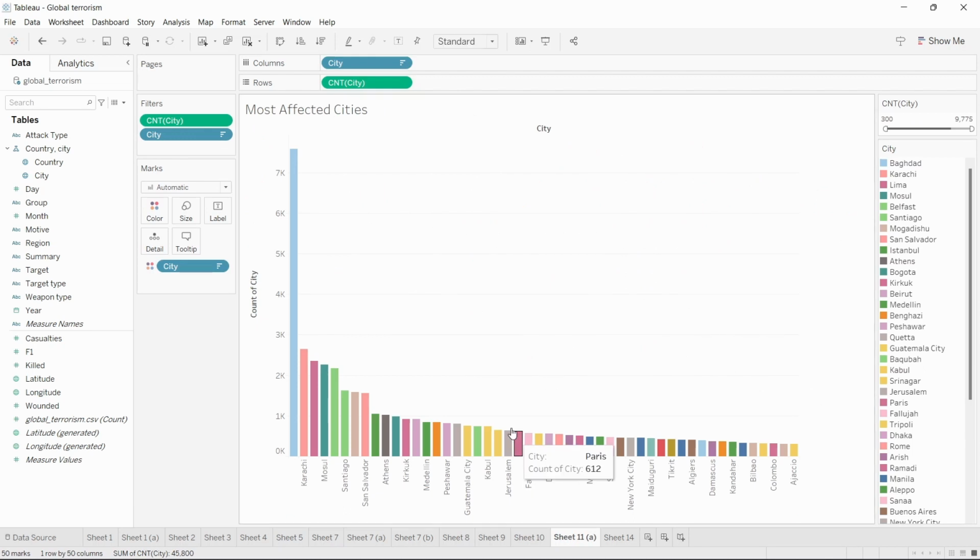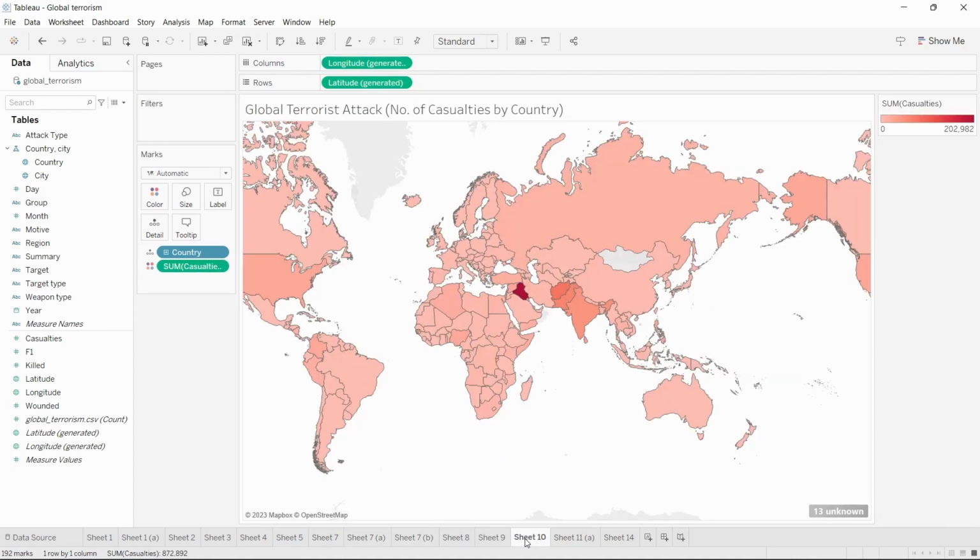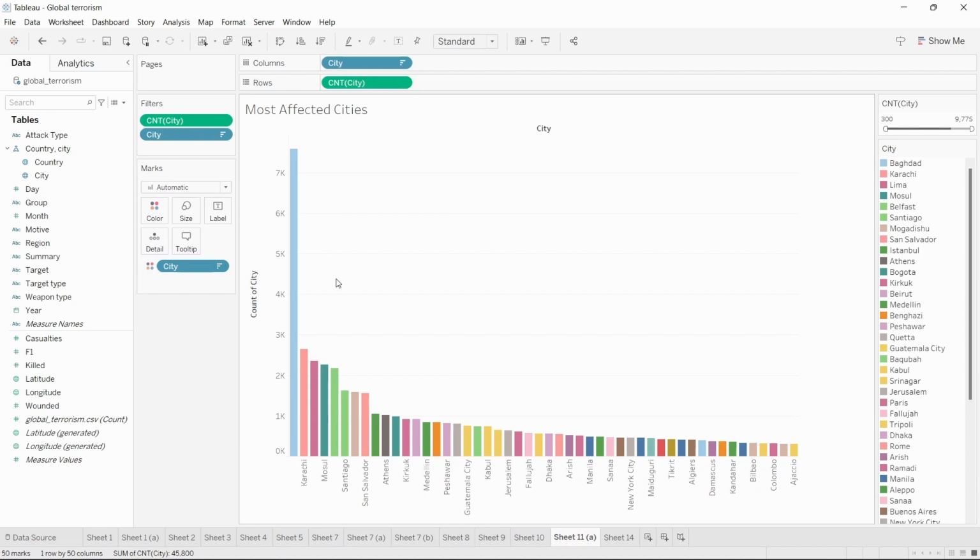And if we see the most affected cities, the most affected seems to be Baghdad, because as we saw, Iraq seems to have a lot of casualties. Of course, Baghdad is the capital of Iraq, so it seems that Baghdad is mostly attacked by the terrorists, and then Karachi, and similarly others.